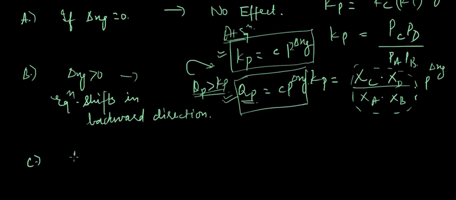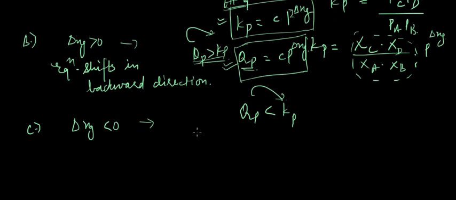And the third point is, what if delta ng is negative? Now if delta ng is negative, Qp gets lesser than Kp. So to restore the original state, more products would be formed, hence equilibrium will shift in the forward direction.